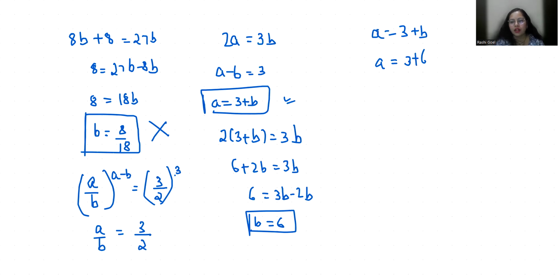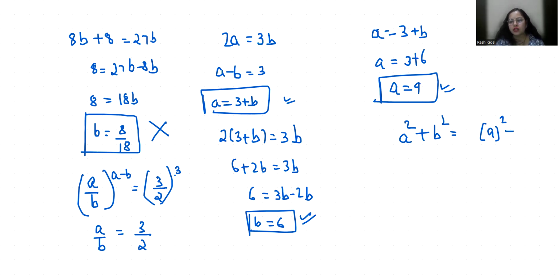So we have the values of a and b, and we have to find a square plus b square. So a is 9 square and b is 6 square. 9 square is 81, 6 square is 36. So when we add, we get 117.